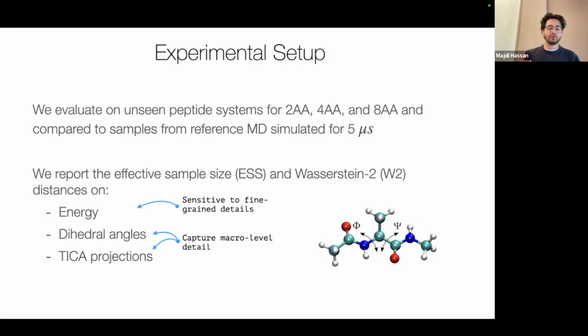So you could have one case where the energy W2 could be pretty good, like the model is able to match the energy distribution pretty well, but it could be completely missing one of the macro states. Or in the other case, you can sample from all the macro states, but get the fine-grained details incorrect, leading to a high energy W2. So it's important to emphasize that we can't look at each of these metrics individually, but as a whole, we can correctly assess these models.